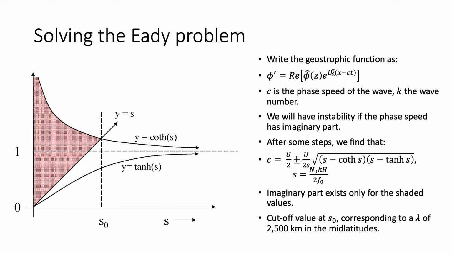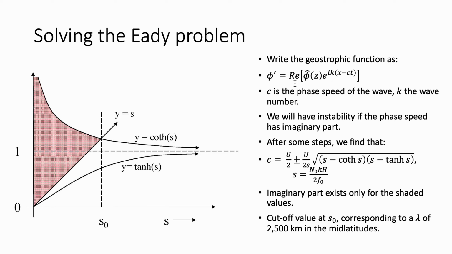Now, in this case, k is the wave number, and if this argument over here, k multiplying x minus ct, remains a real number, then this remains a complex exponential, meaning that the function phi prime is an oscillatory function. It's going to be some kind of a wave. And phi hat z is whatever shape we want. Whatever shape is going to be dictated by the equations. We don't care about it for now.